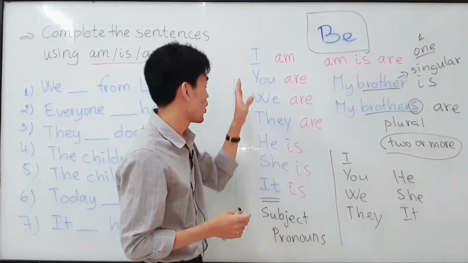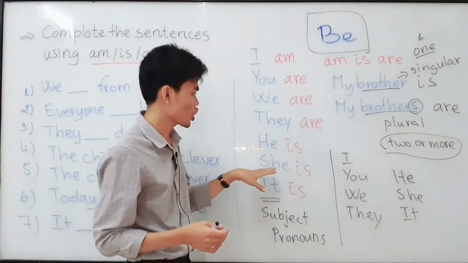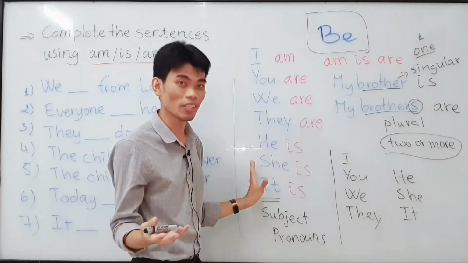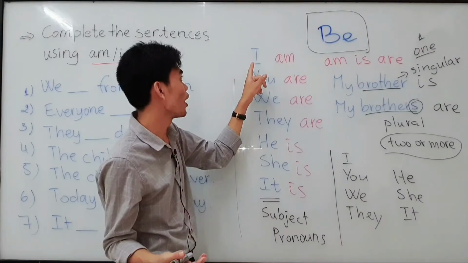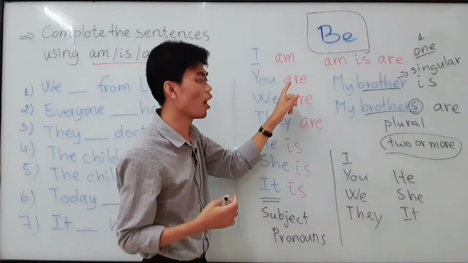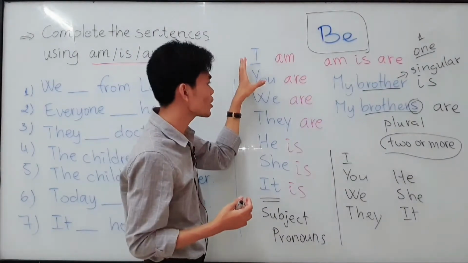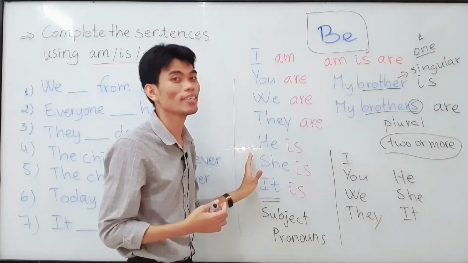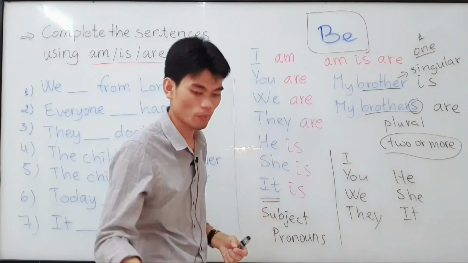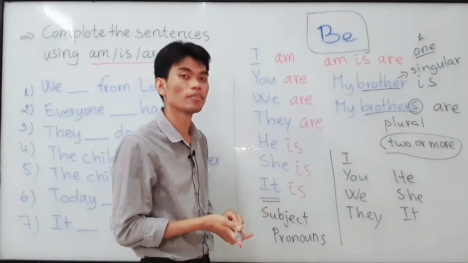Alright, so back to I am, you are, we are, they are, he is, she is, it is. These are the full forms of to be. So you see here, I and am, two words. You and are, two words. You can make this shorter. So how do you make it shorter?